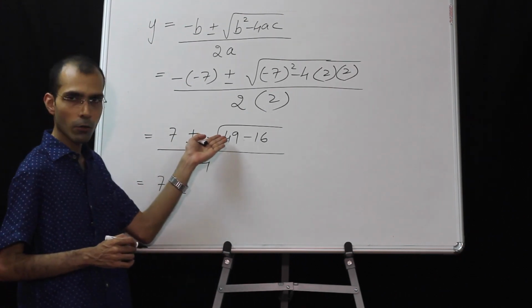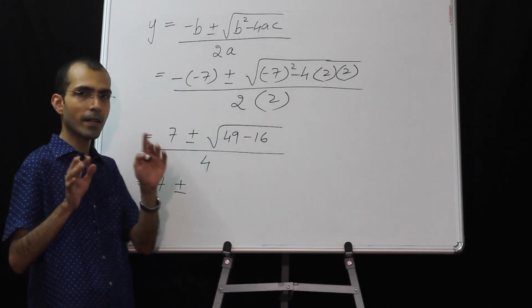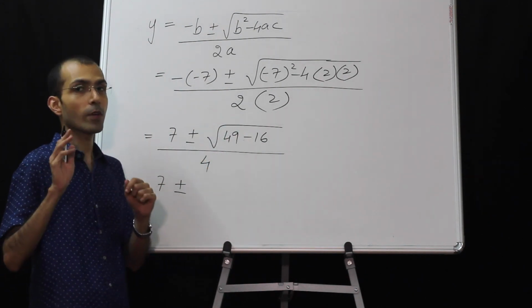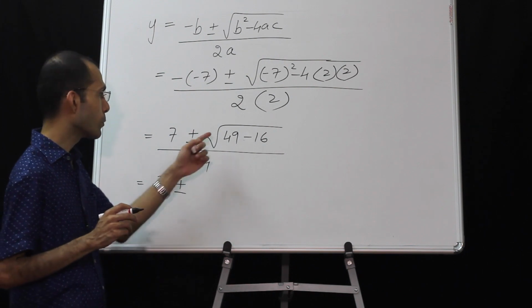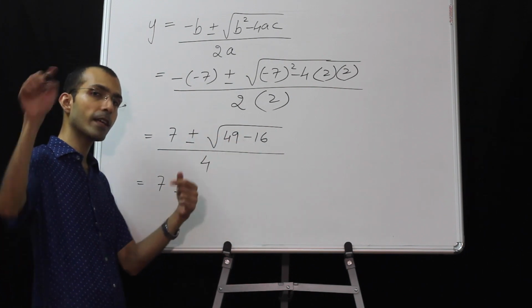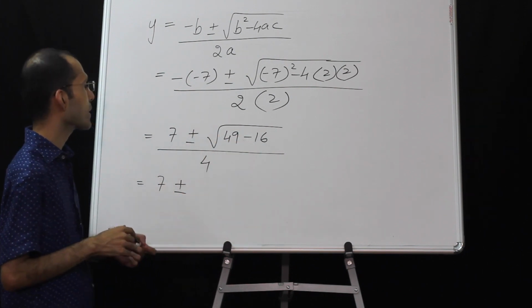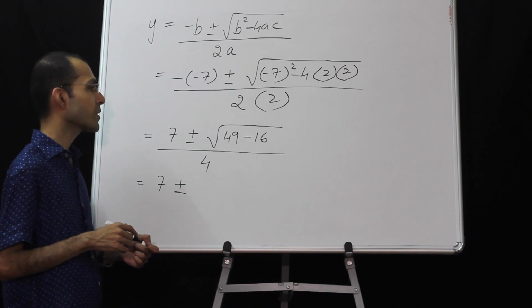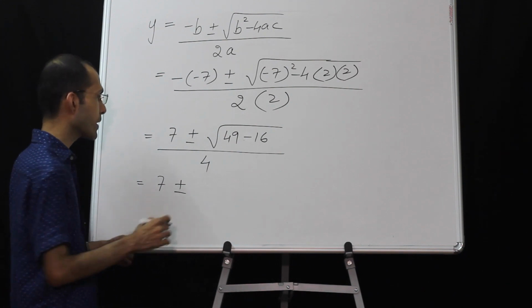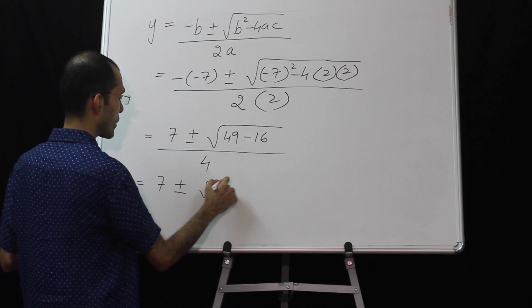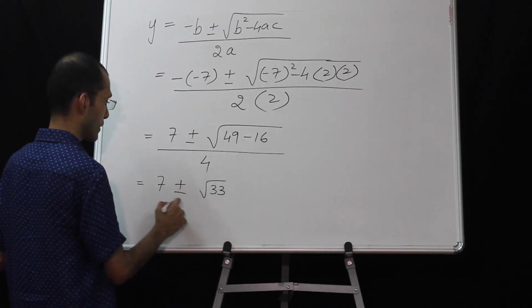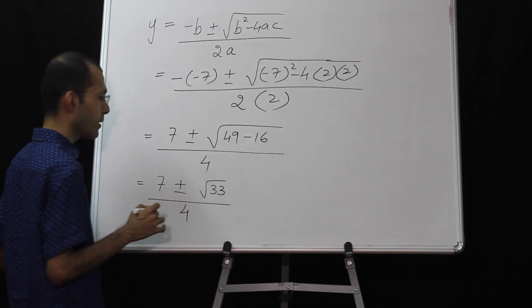Don't let the square root operate on 49 and 16 separately. There is a minus sign, so square root will not operate like that. You will have to actually first subtract and then let the square root operate. So 49 minus 16. How much? 33. So square root of 33, the whole divided by 4.